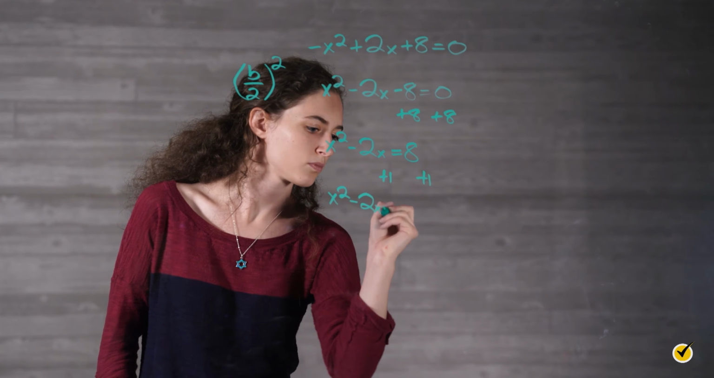Now the left side can be factored. x minus 1 squared is equal to 9. Since we have a perfect square, we take the square root of both sides. On the right-hand side, we need to account for both positive and negative square roots.